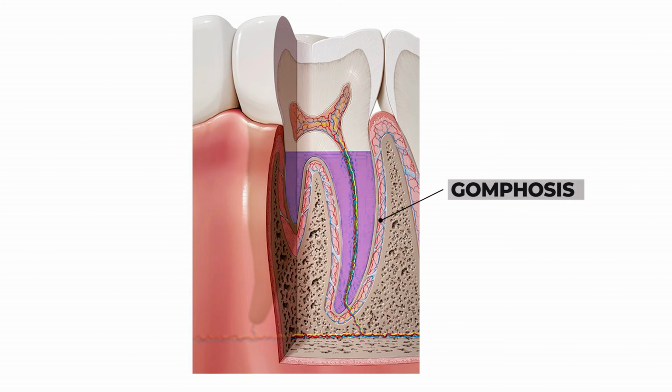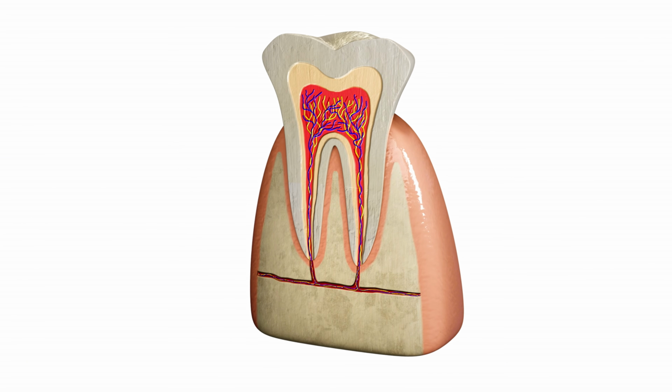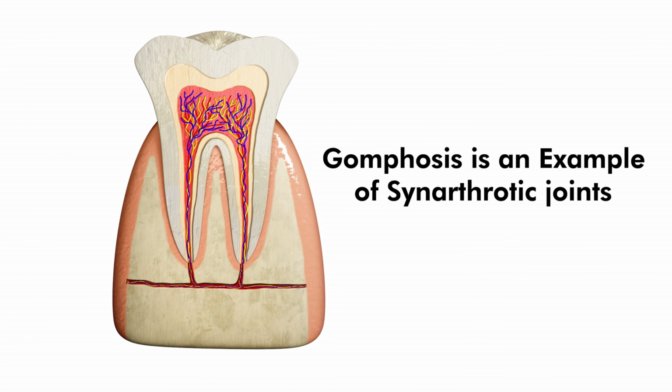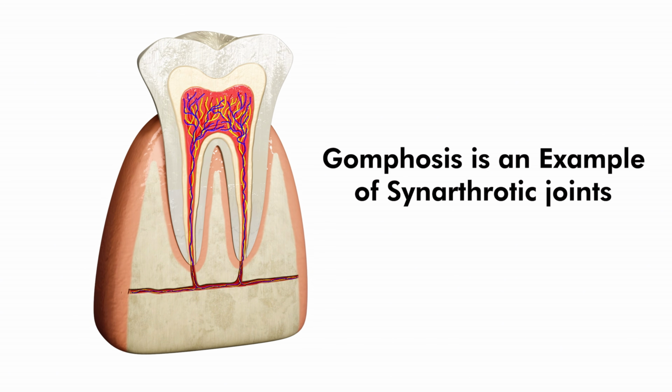Gomphosis. Gomphosis is also an example of a fibrous joint, and it is present between the teeth and the jawbone. There is no movement in this joint either, which is why it is also called a synarthrotic joint, that is, an immovable joint.